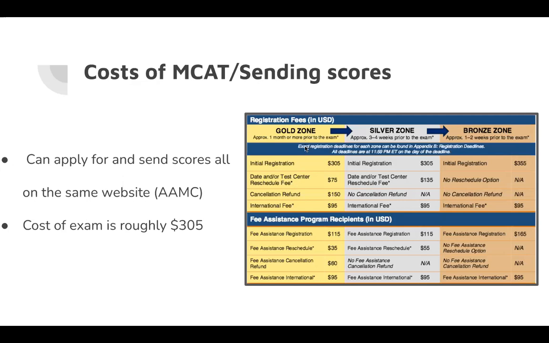So the gold zone is when you want to start applying for your MCAT, so that way you get the cheapest cost. Silver is 3 to 4 weeks before the exam, and then 1 to 2 weeks is bronze, which is a lot more expensive than the others. So keep that in mind when registering, but sometimes you can't help it. You have to just choose bronze, which is perfectly fine, but just be prepared for the fact that to take the MCAT, you have to have money saved. And again, you apply for the MCAT on the AAMC account.